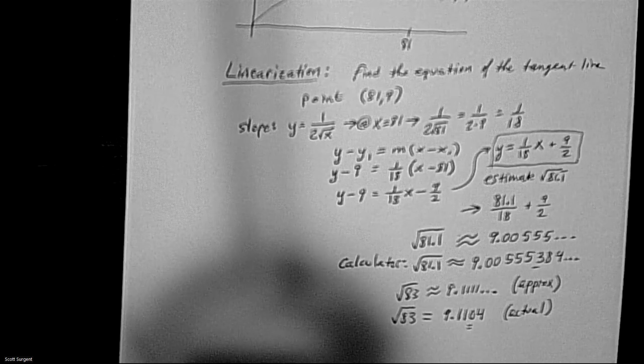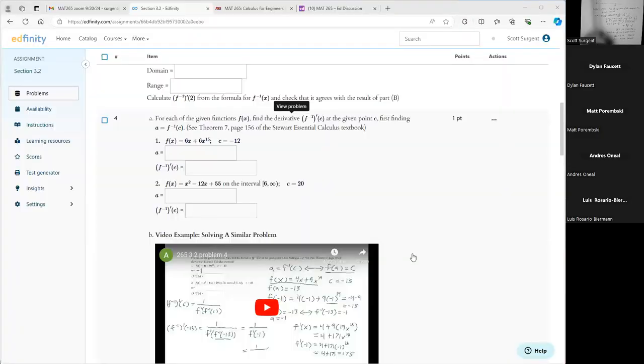All right, let me share my screen. Here's number 4 from 3.2. Let me copy the main stuff. For each of the given functions, find the derivative of f inverse prime at c, at the given point. The theorem is from Stewart's. All right, whatever.